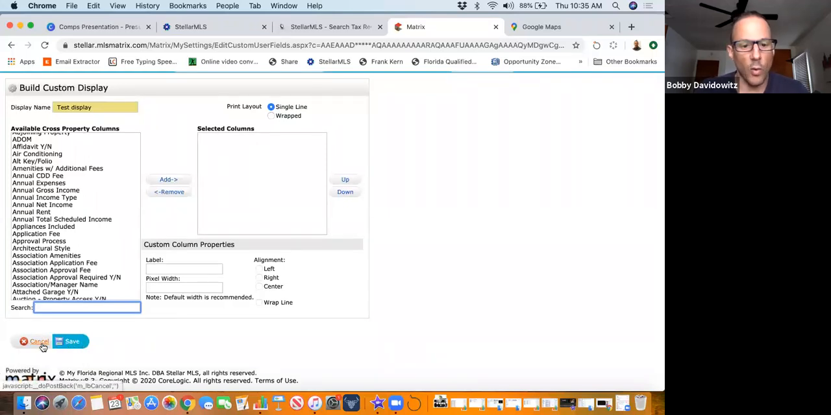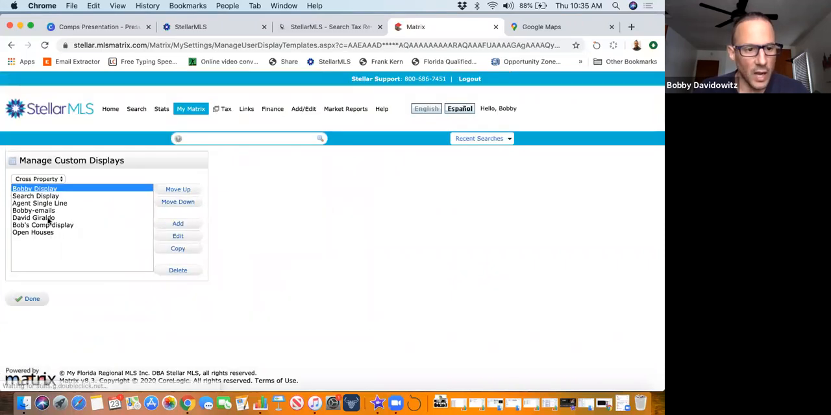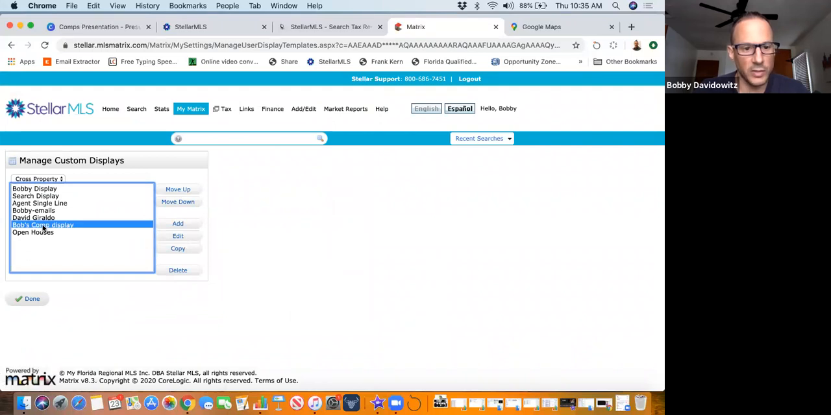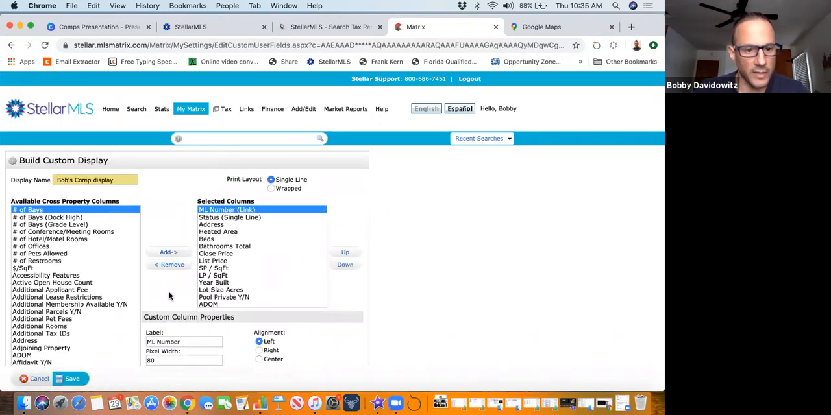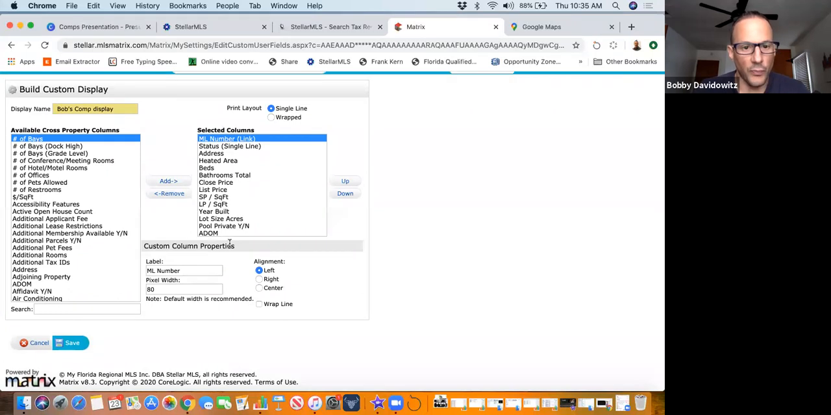So I'll just show you the one that I've already done, so you can see what the columns are that I use. I'll go into this one and press edit. Okay, so this is my comp display. These are the things that I put in mine personally. If you guys are using the Stellar MLS, you can basically copy this if you want, or if you see something else that you want to see, you can add it yourself. But this is what I put in here.